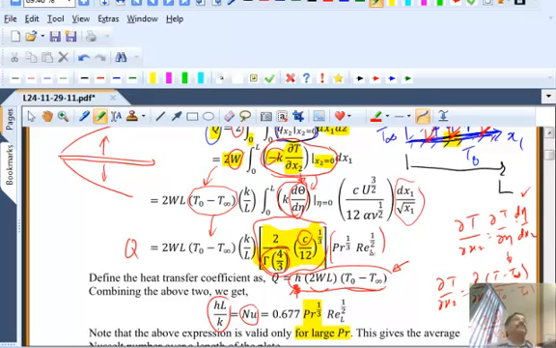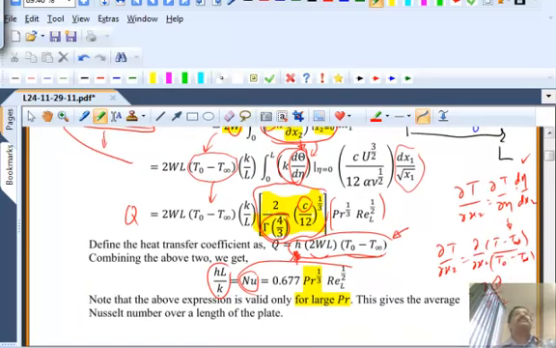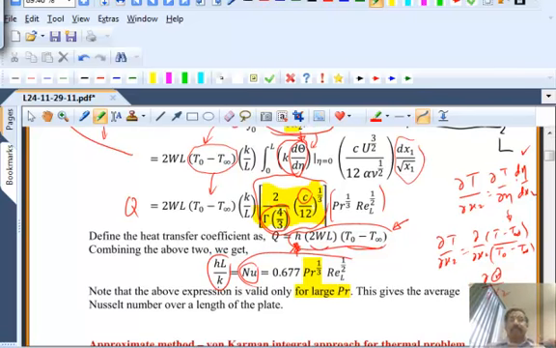In a heat transfer course at the undergraduate level, I'm sure you would have seen a lot of these correlations. One for horizontal plate, one for vertical plate, one for tube, for rectangle, etc. They are often presented in this form: Nusselt number equals a constant, Prandtl number to the power something, and Reynolds number to the power something. And a graduate level course basically reveals how this is obtained, at least for laminar flow in simple situations. Okay? So this is valid only for large Prandtl number case.